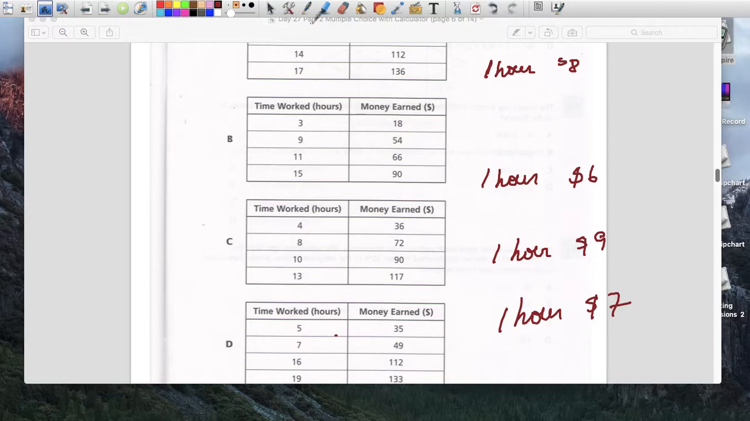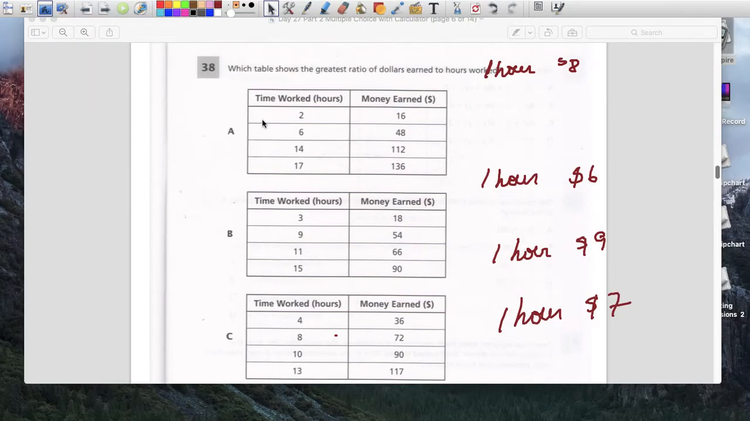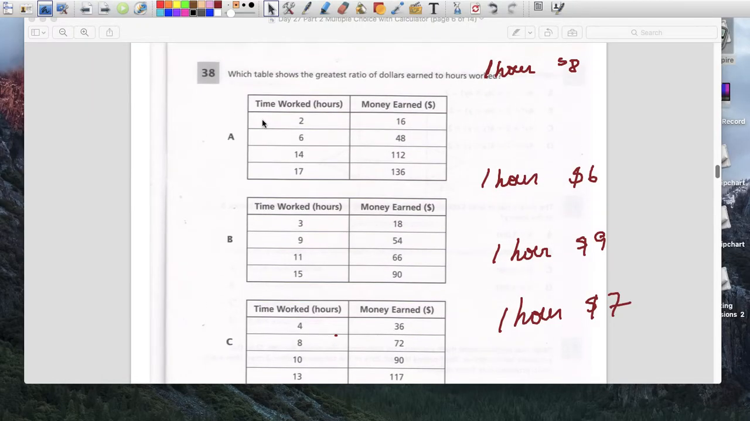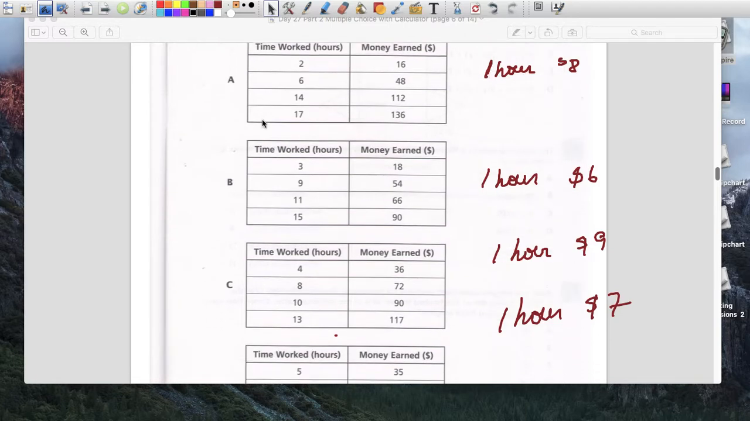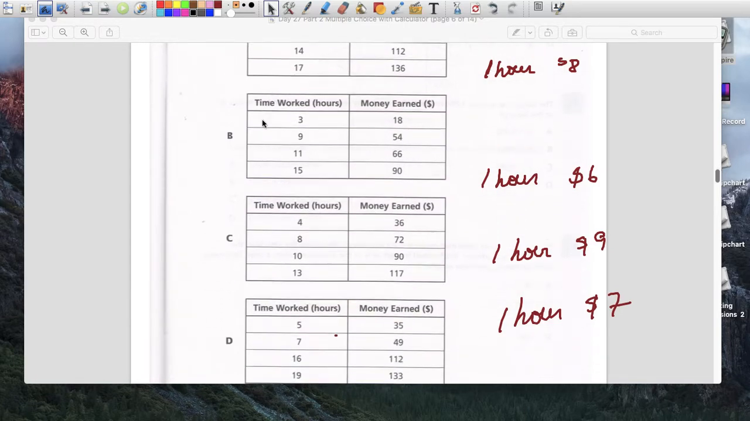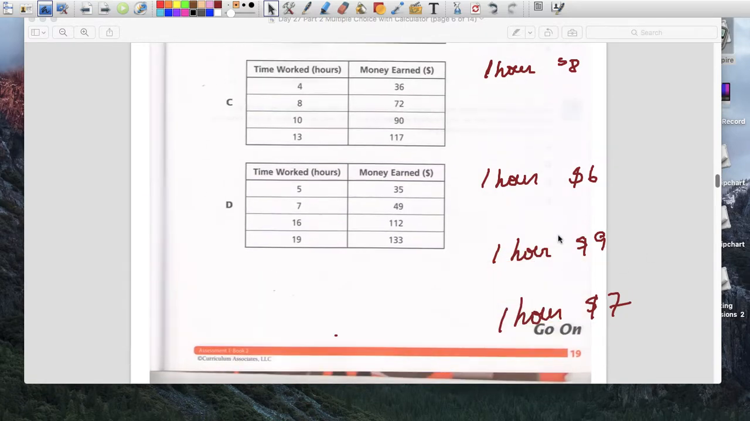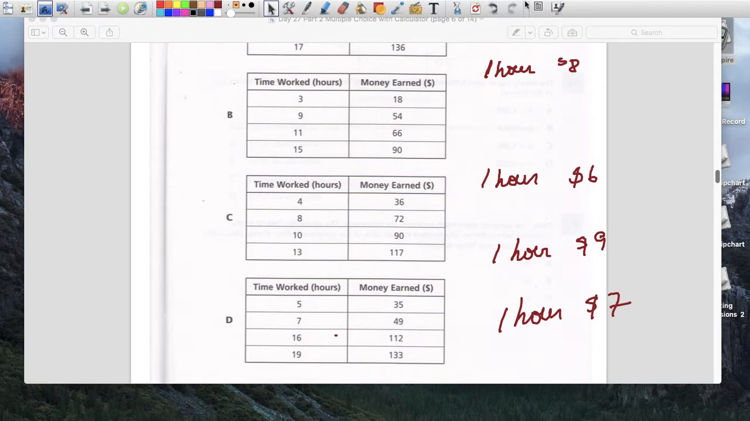So which one has the greatest ratio? Is that the question? Ratio of dollars earned to hours? Well, the biggest one would be letter C, because 1 hour gives us $9. So this one would be choice C.